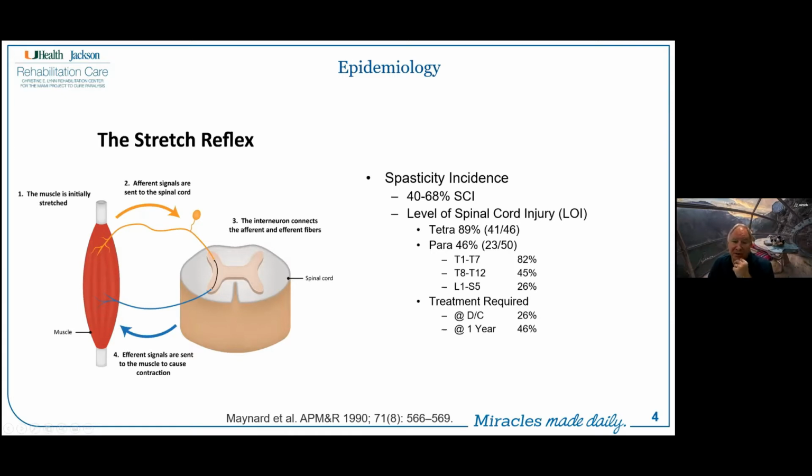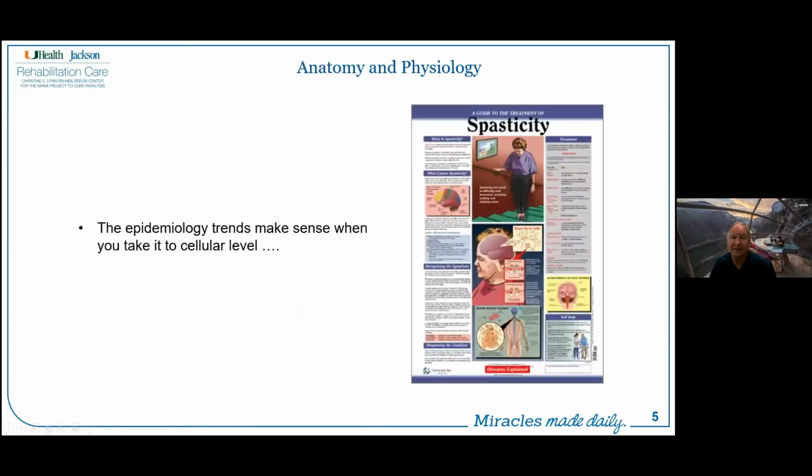So how often do we have to treat this? At the time of discharge, and again, this was back in the 90s when we had a bit longer for our folks with spinal cord injury in the acute rehabilitation phase, about a quarter of them, 1 out of 4, required treatment. But if you looked at 12 months after the injury, generally about 50% of those folks would require some sort of intervention to keep their spasticity in check. That is, it had become problematic. So now the epidemiology trends make sense.